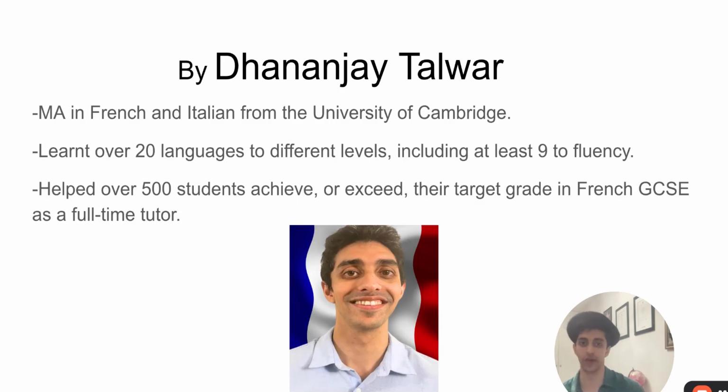Firstly, just to start off, my name is Dhananjay Talwar, and I studied French and Italian for my MA degree at the University of Cambridge. I graduated in 2015, and I've been an educator and a tutor mostly since then. I've learned more than 20 languages myself to different levels, of course, but at least 9 of those to fluency. And it's a real hobby, a real passion of mine, something that I really try and keep up.